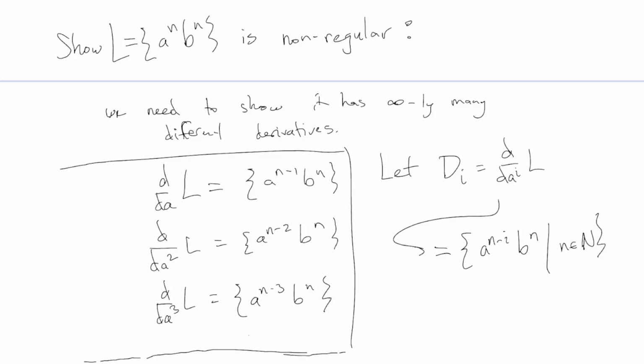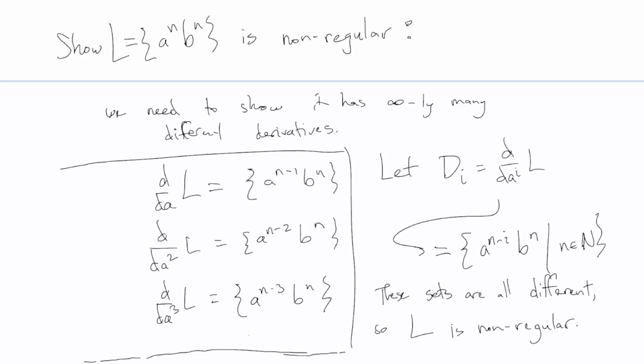And those sets are all different. There's infinitely many of them, of course, because i could be anything. And so L is non-regular. The end.